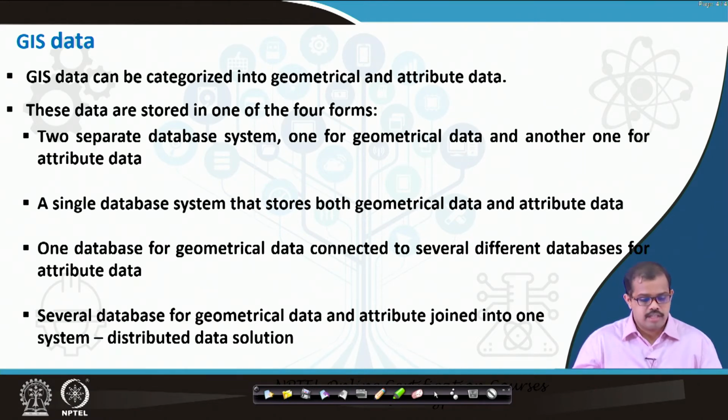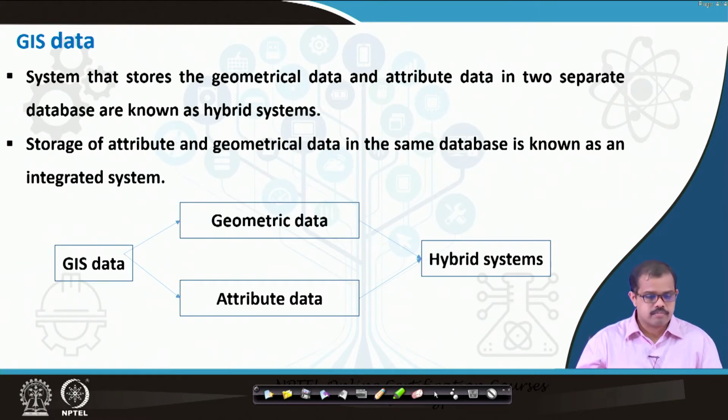So, several databases in a vector data. I am speaking about vector data basically. Several databases for geometrical data and attribute data are joined into one system. These are distributed data solutions, which I have already spoken about in the previous session. So, that is another way of looking at it, and you can send out the data the way you need.